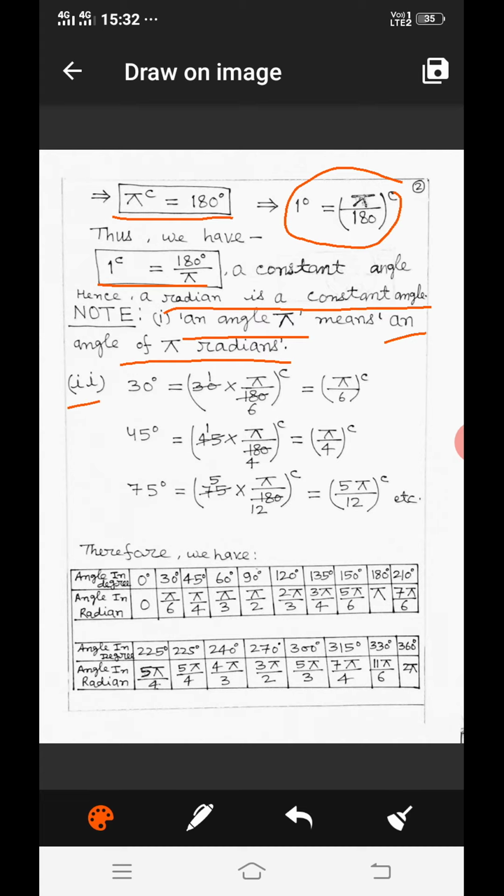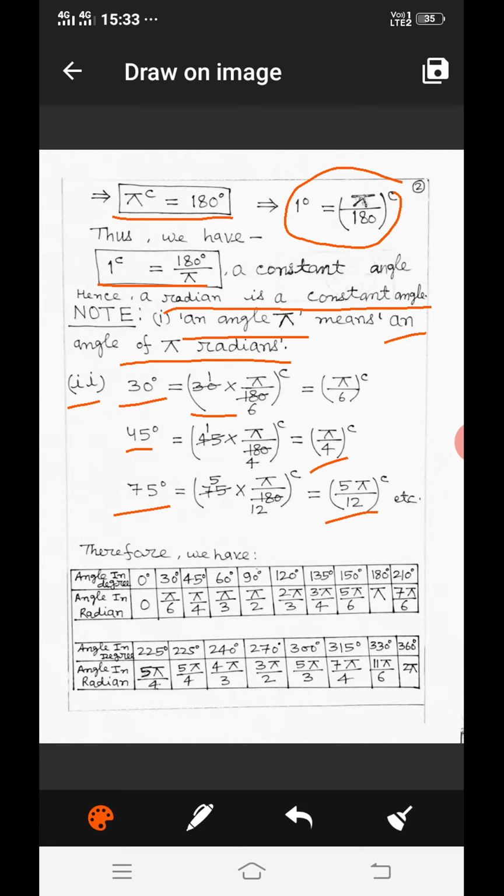Note second, radian measures of some angles of frequent use: 30 degree equals 30 into pi by 180 radian, which is equal to pi by 6 radian. Similarly, 45 degree is equal to pi by 4 radian, and 75 degree is equal to 5 pi by 12 radian, etc. Therefore, radian measures of some commonly used angles are given below.